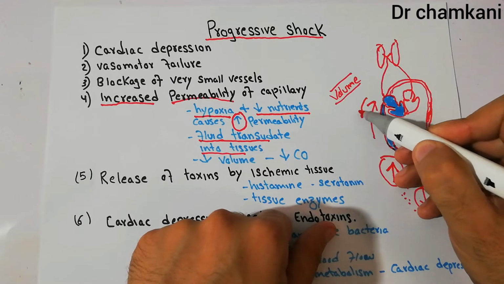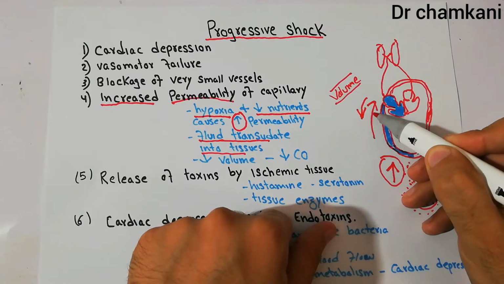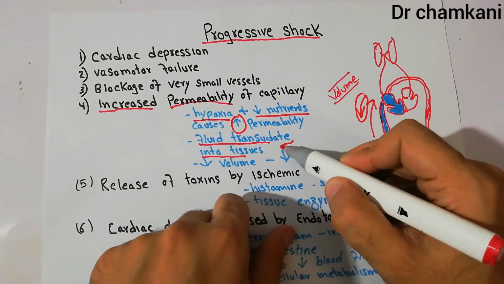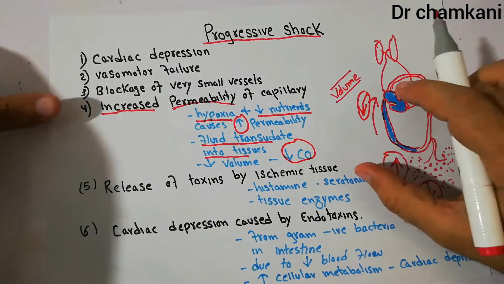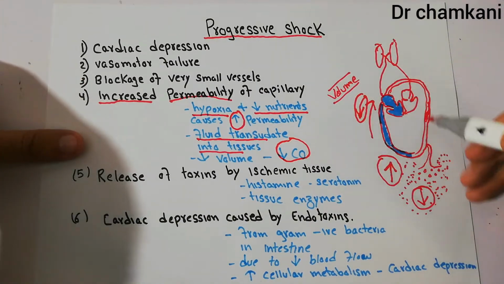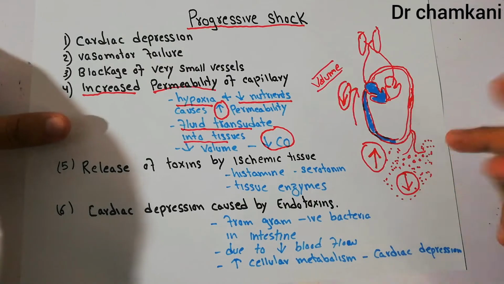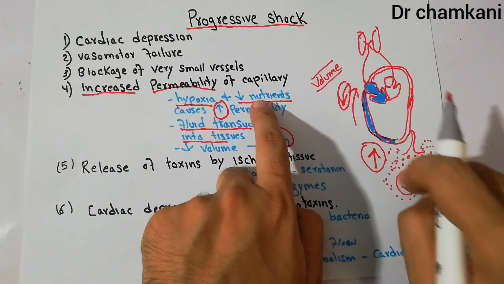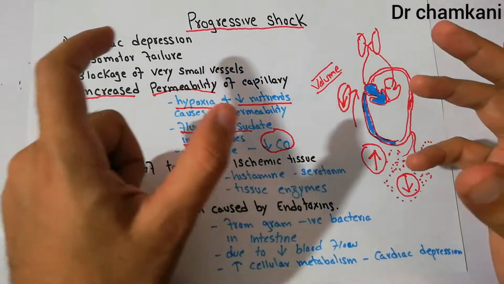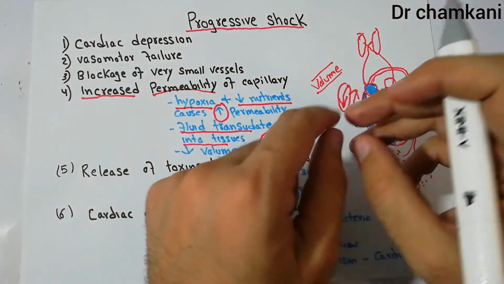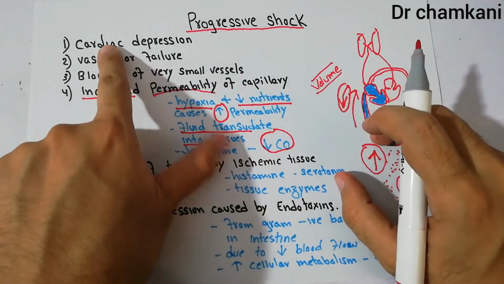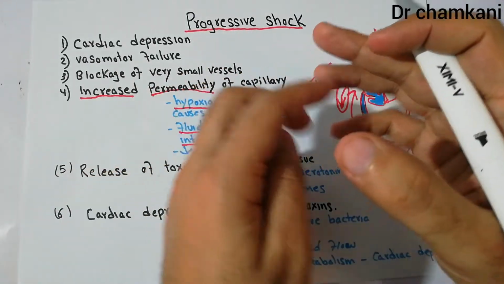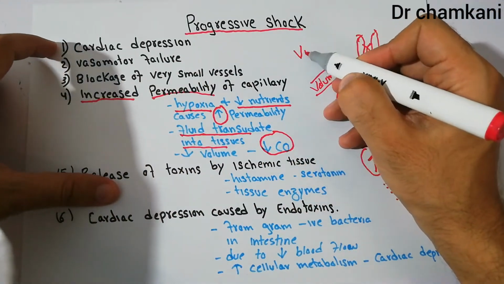So there is a decrease in the venous return. The amount of blood that is returning to the right side of the heart decreases. So it leads to a decrease in cardiac output. When the cardiac output decreases, there is a further decrease in the arterial pressure. When there is a further decrease in the arterial pressure, there is further hypoxia. There is a further decrease in the supply of nutrients to the tissues. There is further release of toxic substances. There is further increase in the permeability. There is further cardiac depression. There is further failure of the vasomotor system. There is further blockage of the vessels, and there is that vicious cycle.